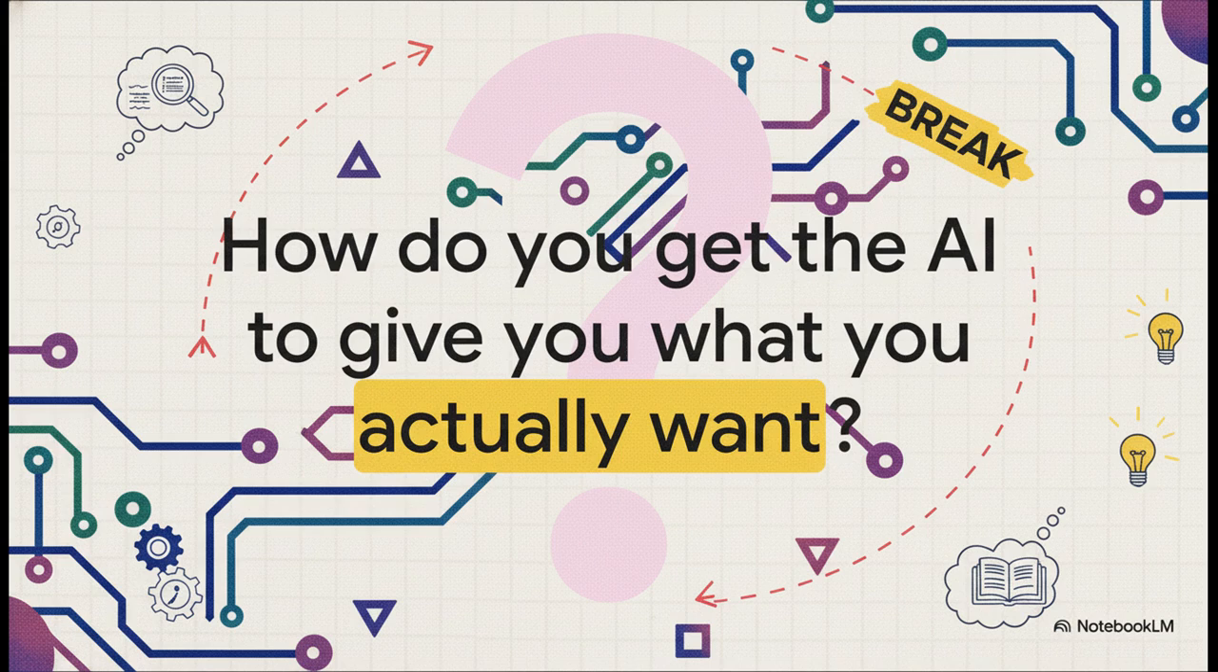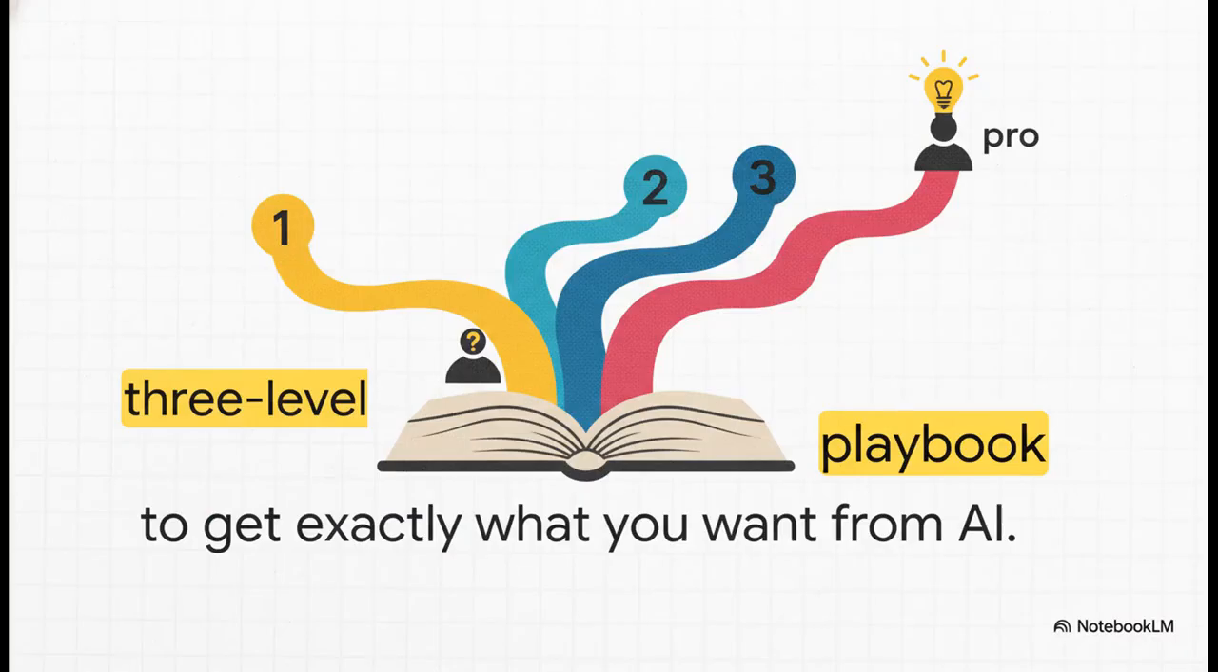So how do we break out of this loop? How do we stop getting these generic templates and start getting these specific, nuanced, and genuinely useful answers that we're actually looking for in the first place? That's what this is all about. We're going to walk you through a really simple 3-level playbook, and this is going to take you from being a basic user to an absolute pro who gets exactly what you want from AI, pretty much every single time.